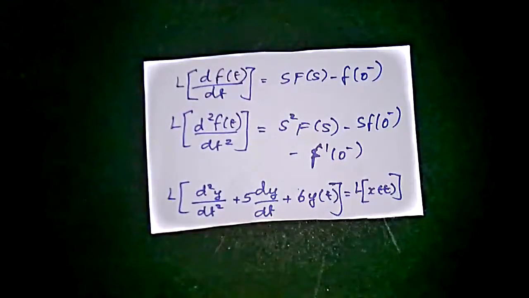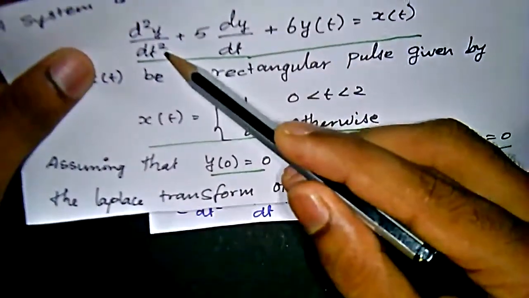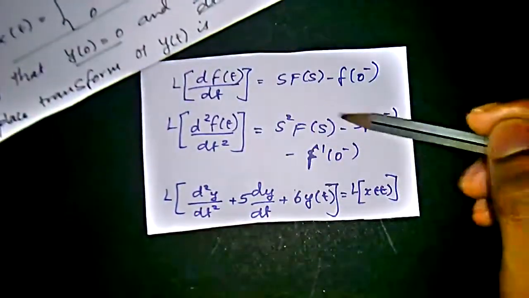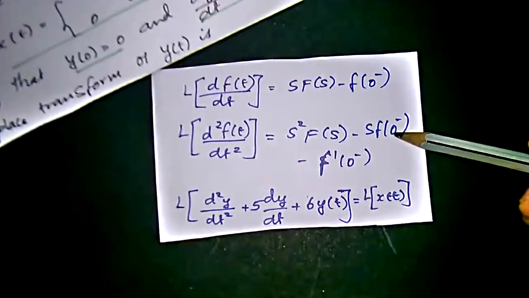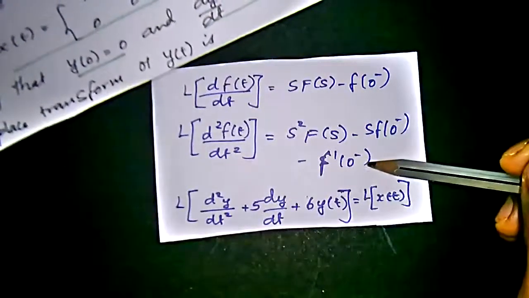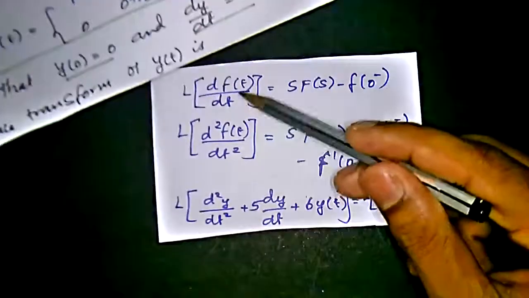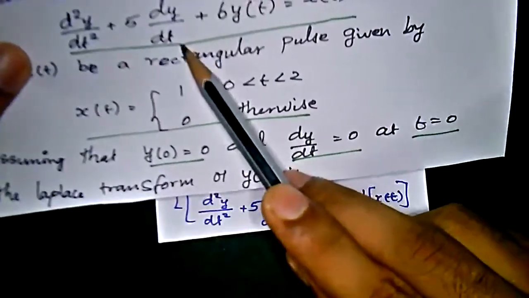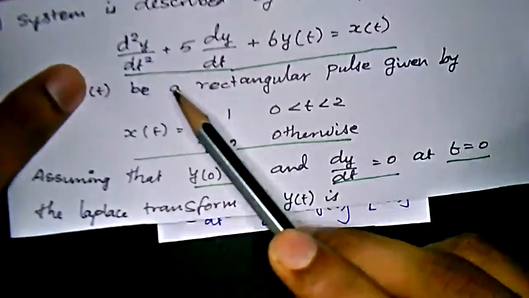So applying these values, we get s squared F of s minus s f of 0 minus f dash of 0, and the same applies to df of t by dt, that is here dy of t, but the coefficient 5 will stay as it is.